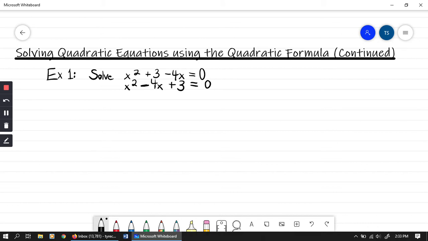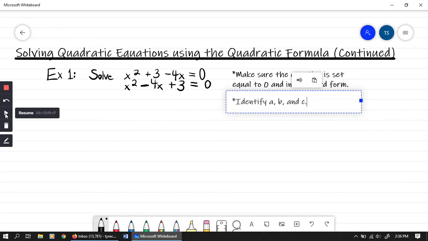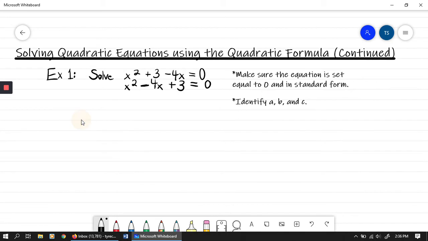Next we will identify A, B, and C. The form we have right now is the standard form, ax squared plus bx plus c equals 0, so we should be able to easily identify what A is. A is the coefficient for x squared, which is 1. B is the coefficient for x, which is negative 4. And C is the constant term, 3.